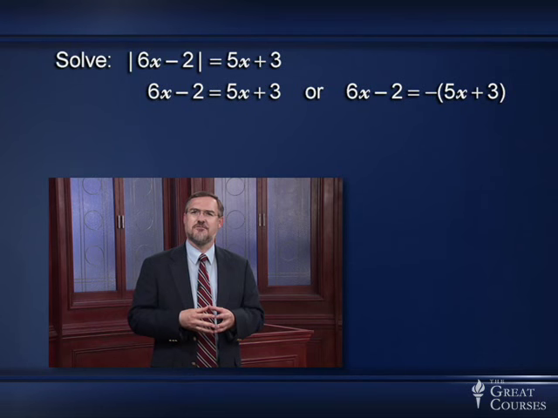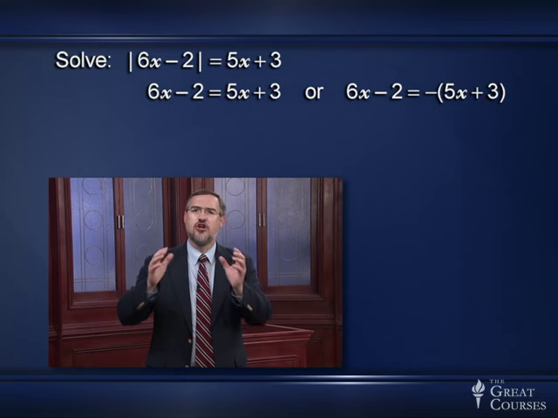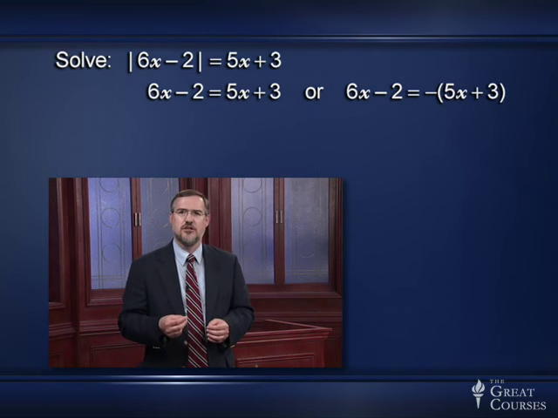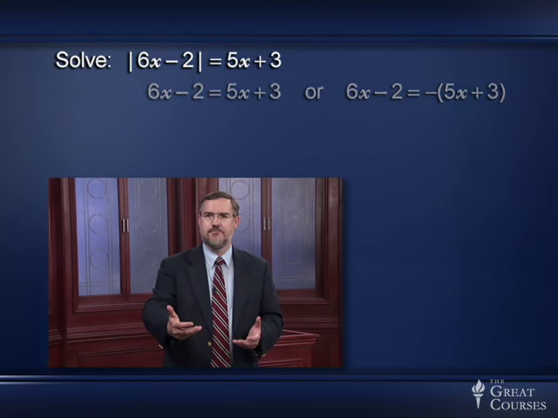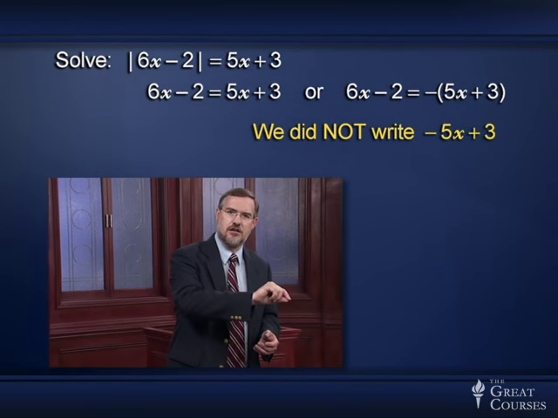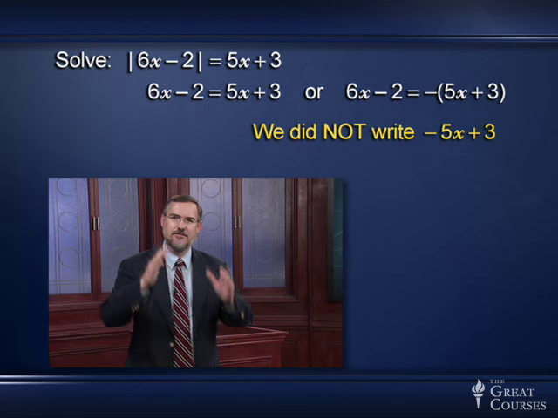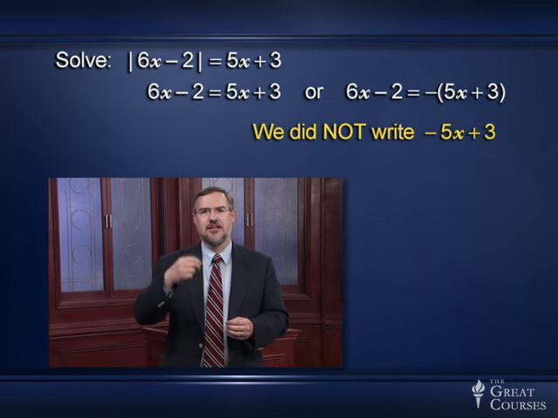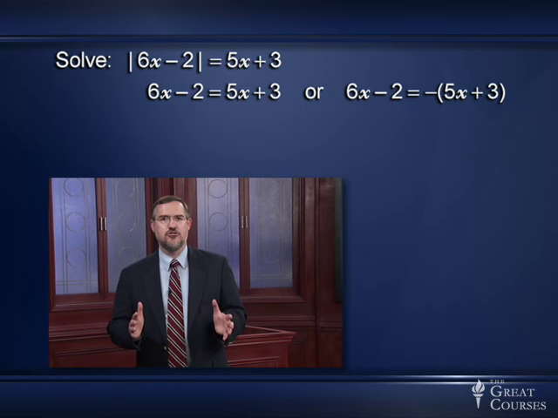So we would have 6x minus 2 equals the negative of 5x plus 3. Notice that the negative sign on that right-hand side of the second equation has to impact both the 5x and the 3. In other words, I don't want to write down negative 5x plus 3 for the right-hand side, because that's very different from negative quantity 5x plus 3, which actually equals negative 5x minus 3. So I now have my two equations.